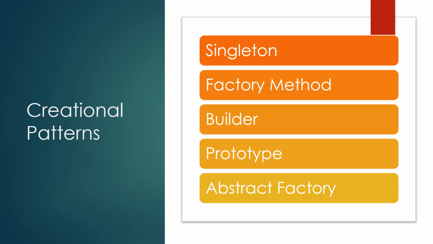Builder. Description. Separates the construction of a complex object from its representation, allowing the same construction process to create different representations. Guidelines. Create a builder class with methods for configuring the object step by step. Use a build method that assembles and returns the final object. This pattern is particularly useful for objects with many optional parameters or configurations.